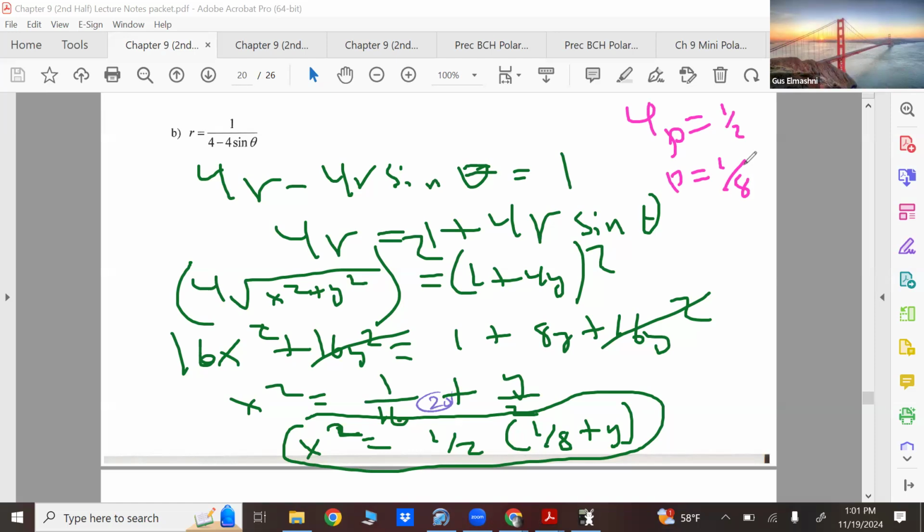Do you guys see where my vertex is for this one? It's (0, -1/8). And what's your p-value? 4p equals that coefficient. 4p is 1/2, p is 1/8. So you go 1/8 above the vertex to get to the origin, which is the same thing as the pole. So it all works out.